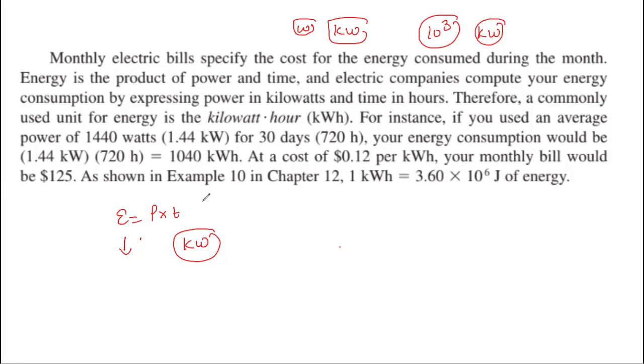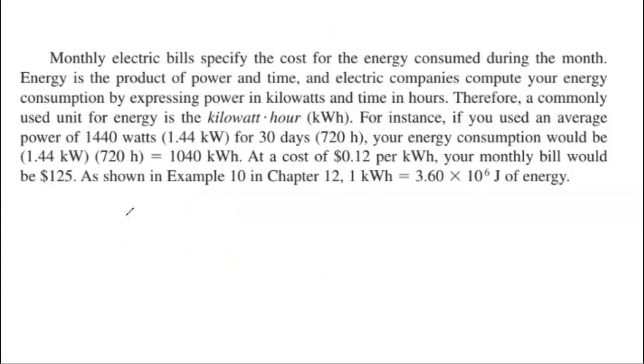And then time, because seconds is also a very small unit, they like to deal with hours, so kilowatt hour. So they will report your energy consumption in kilowatt hour, okay? Where kilowatt is the power and hour is the time. And let's take one example. If you are using a power of 1440 watts at your place, or in other words 1.44 kilowatts. I moved 3 decimal places over here, and then I can report it in kilowatts.